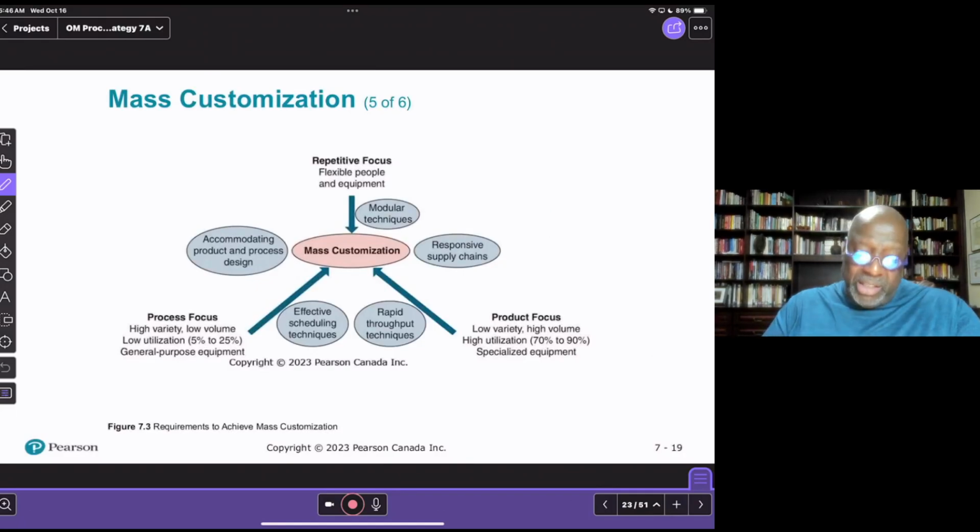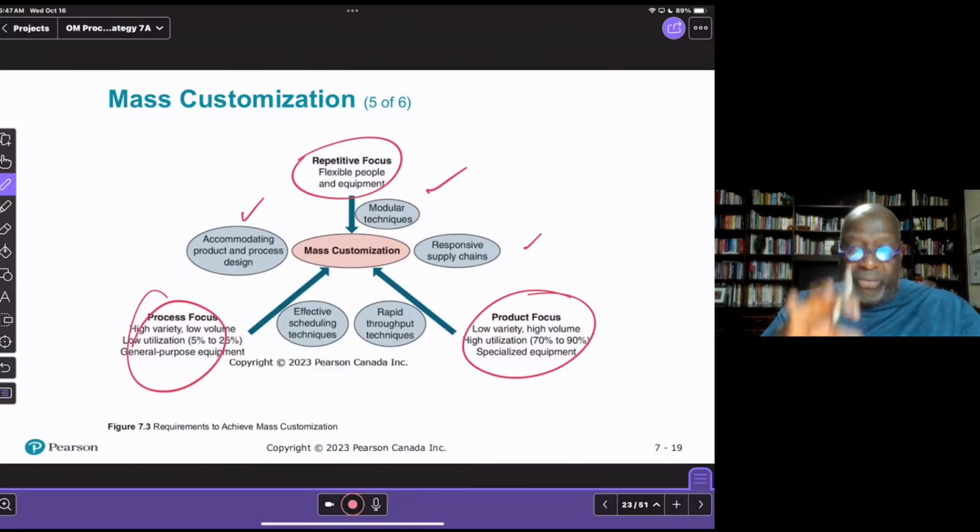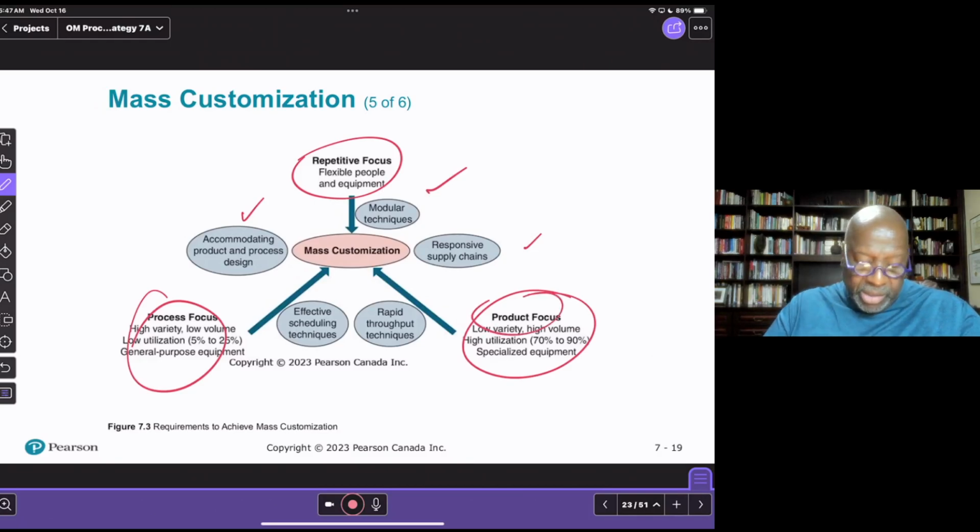So mass customization, as I mentioned, blends a bit of all of those things, where it uses modular techniques. You have to have a responsive supply chain. You have to be accommodating in terms of your product and process design to give you that balance between flexibility and variety. You get the volume from your product focus, and then the variety from your process focus.